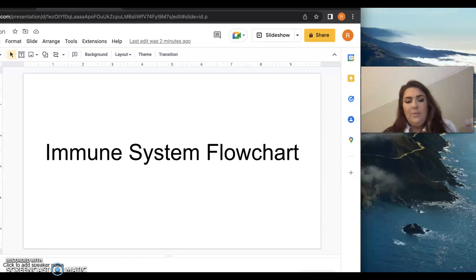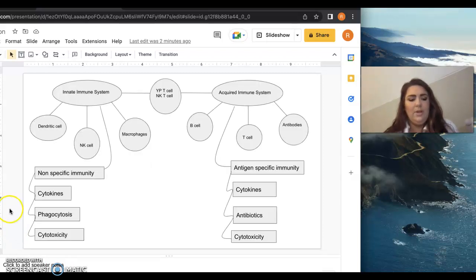Hello everyone, this is my presentation on the immune system and the similarities and differences between the innate immune system and acquired immune system. So I made a flowchart here to show some of the similarities and differences between the two and what they share between the two systems.